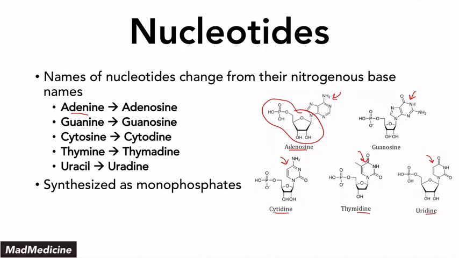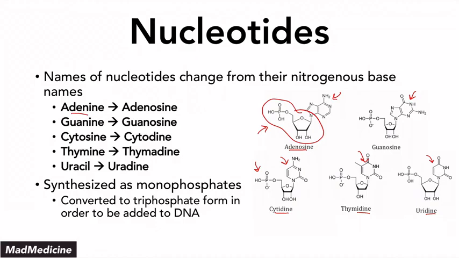These are all going to be synthesized as monophosphates, so one phosphate group, but you can attach multiple phosphates to create energy. So for example, adenosine monophosphate is this nitrogenous base right here, but if you add two more phosphates, you're going to go from AMP to ATP. And like I wrote right here, it can be converted to triphosphate forms in order to be added to DNA.